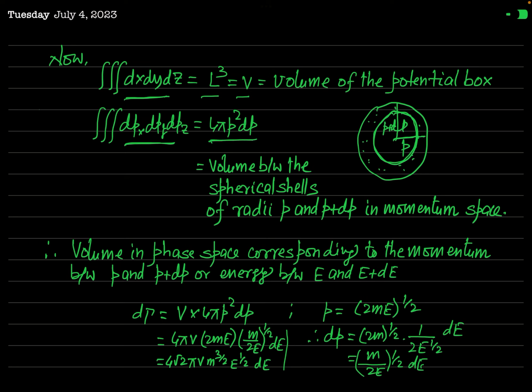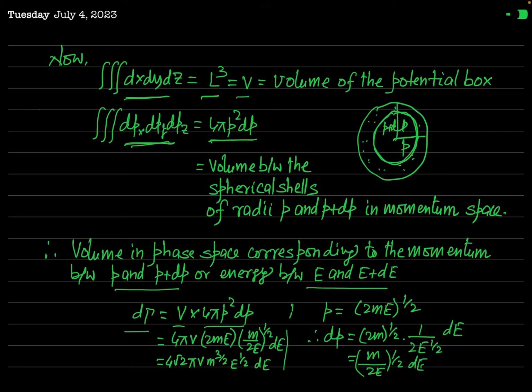Okay, now you have calculated the volume in position space and volume in momentum space, so you can say that the volume in phase space corresponding to the momentum between P and P plus dP, or energy between E and E plus dE, if it is denoted by d gamma, this will be equal to V times 4 pi p square dP. Now, we can change the parameter P and use E, because P and E are related.